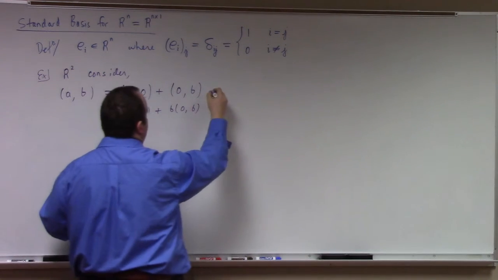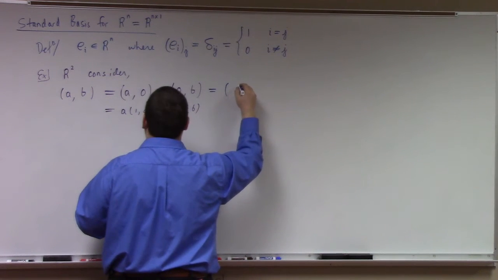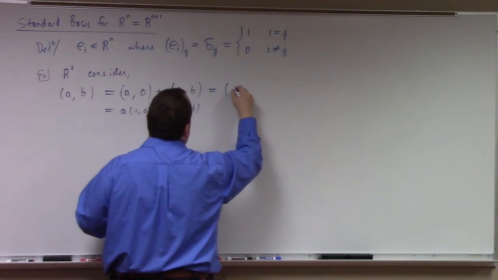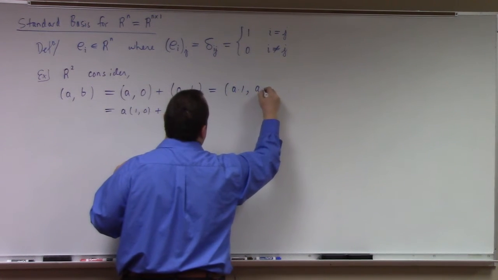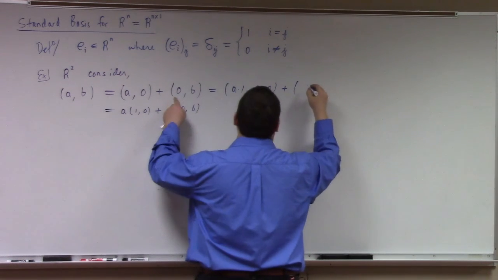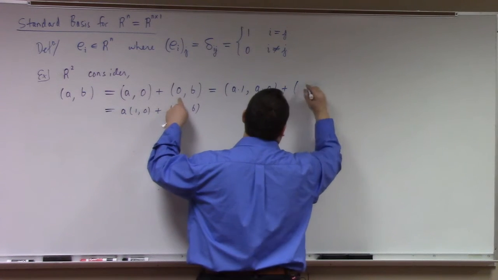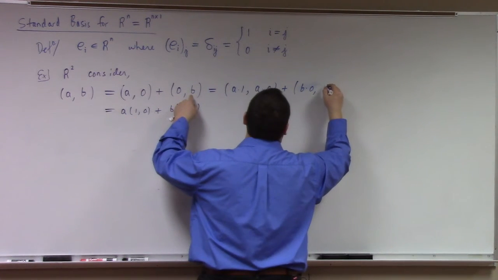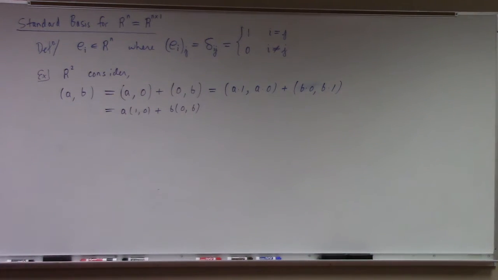Okay, fine. Here's the in-between step that I just skipped. What is this? This is A times 1, comma, A times 0, isn't it? And this guy is actually 0 times B. It's going to be B times 0 and B times 1, right? So then by definition of scalar multiplication, I can pull A and B out, and that gives me A times (1, 0) plus B times (0, 1).